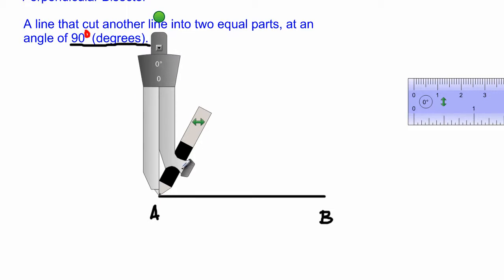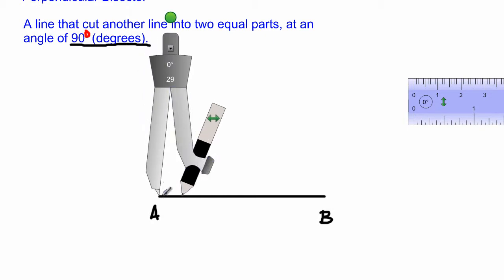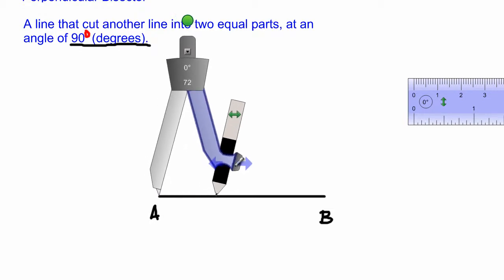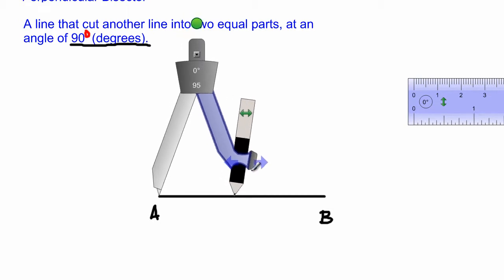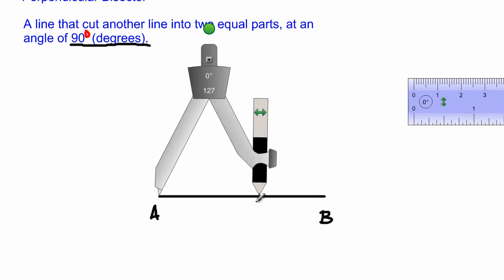So when you're constructing a perpendicular bisector, first place the compass point at the tip of the line at one end, and open your compass to more than half the length of the line. I can't stop there because that's less than half, so it has to be more than half the length of the line. Yes, that looks like more than half, so I can stop there.